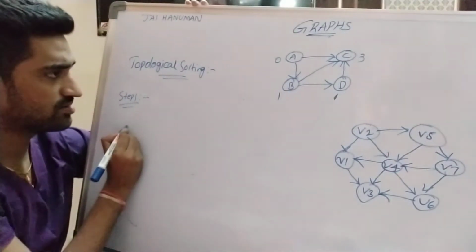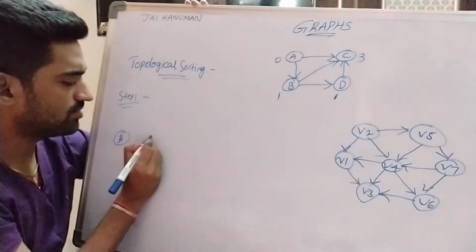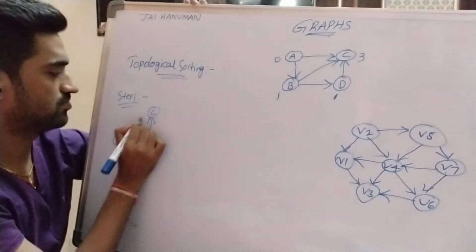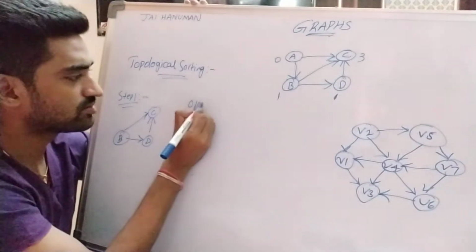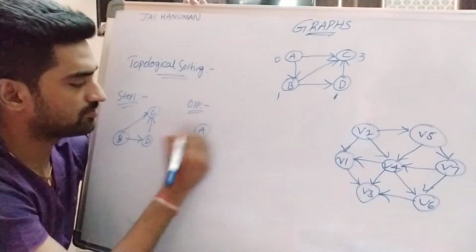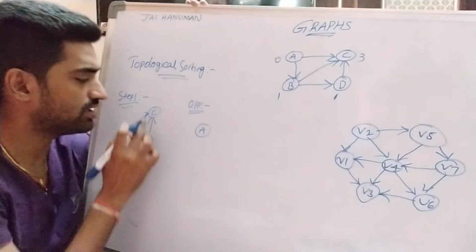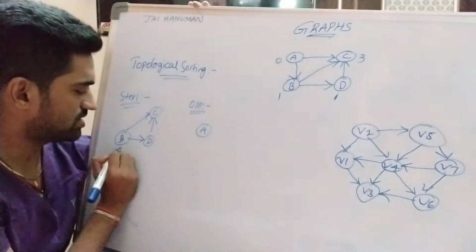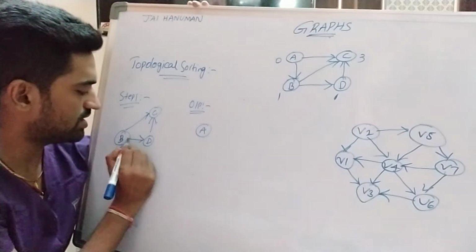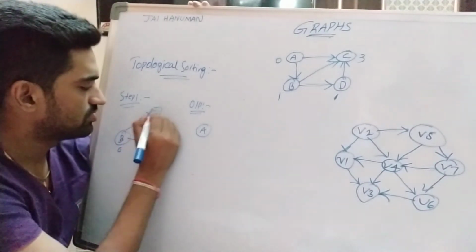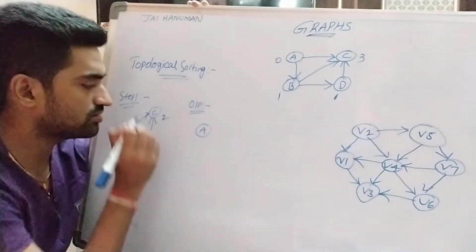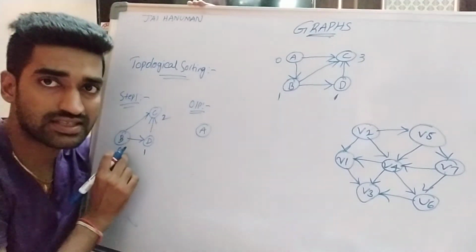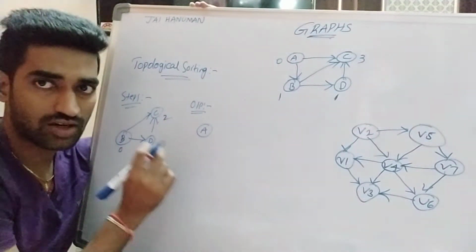Now the graph becomes B, D, C. The output is A. Again, we calculate the integrity for this graph. What is the integrity for B? 0. What is the integrity for D? 1 incoming edge is there, so 1. What is the integrity for C? 2 incoming edges are there, so 2. Here, vertex B has integrity 0, so it can be removed from the graph and added to the output.